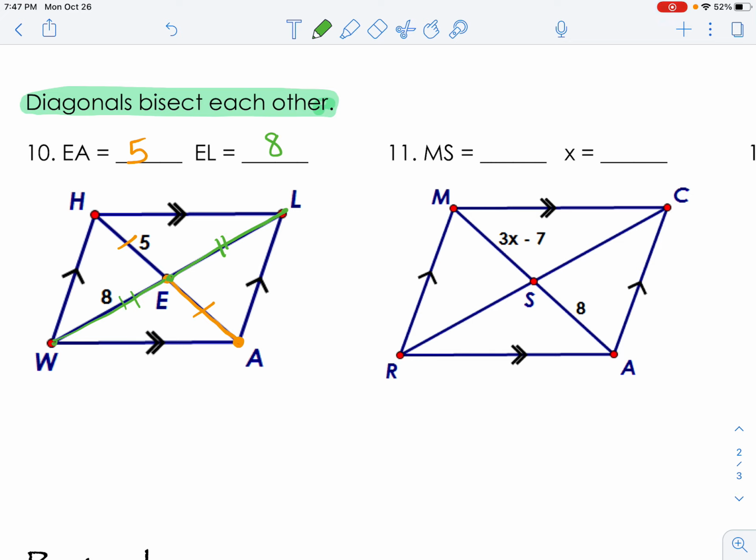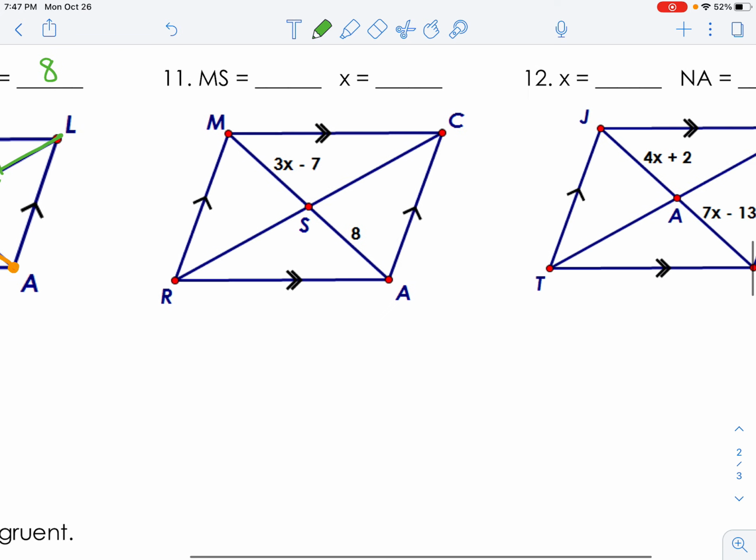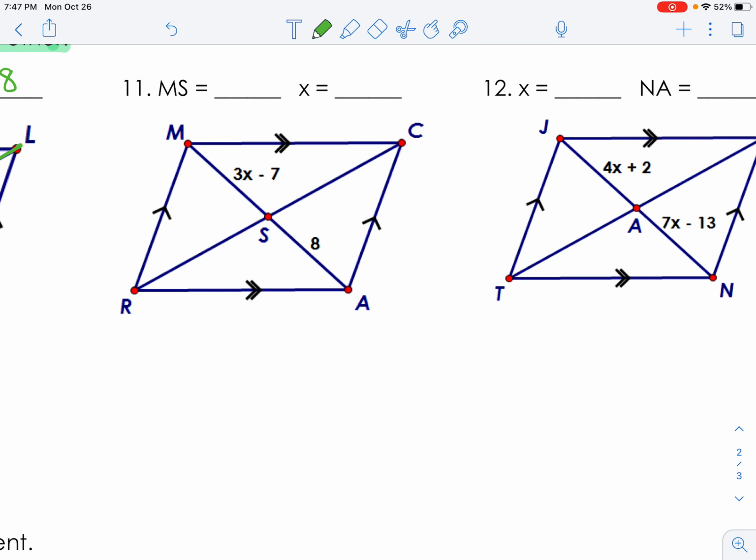All right, number 11. Now we're going to apply that same idea, but we've got some variables. We're looking for MS, which is congruent to SA. These two pieces are congruent. Since they're congruent, we can set them equal. I can say 3x minus 7 equals 8. What should the length of MS be? Without even solving this, could we determine what it should be? We could, right? We could already say that it's going to be 8 because AS is 8. But we still need to solve for x, so let's keep working.